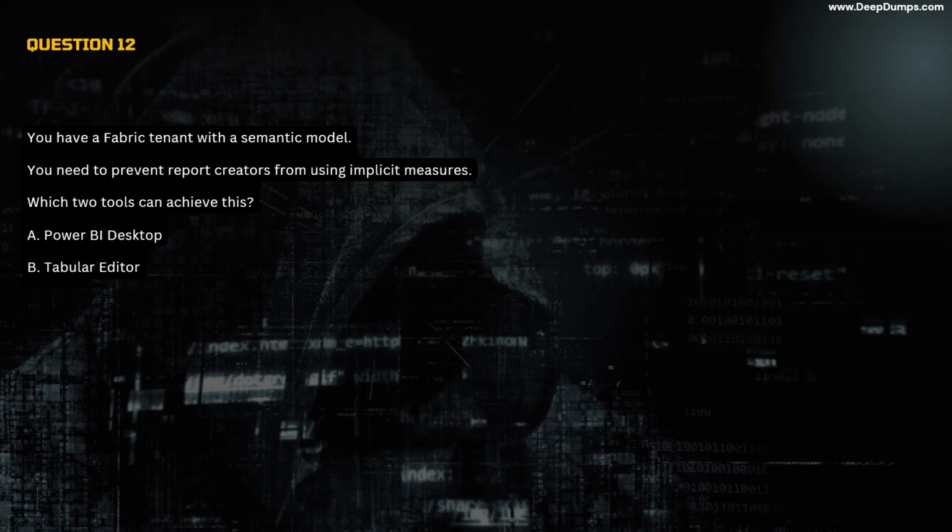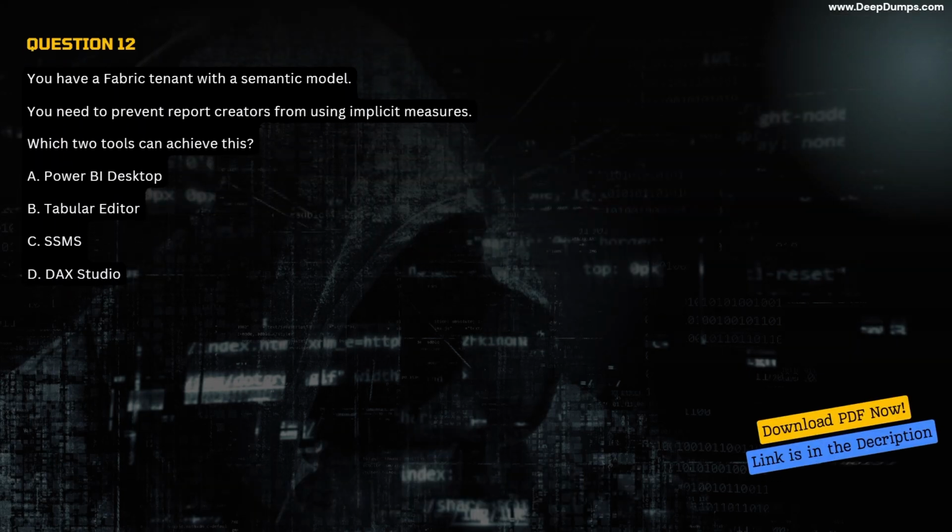Question 12. You have a Fabric tenant with a semantic model. You need to prevent report creators from using implicit measures. Which two tools can achieve this? A. Power BI Desktop. B. Tabular Editor. C. SSMS. D. DAX Studio. Correct answer A and B. Power BI Desktop. Tabular Editor.